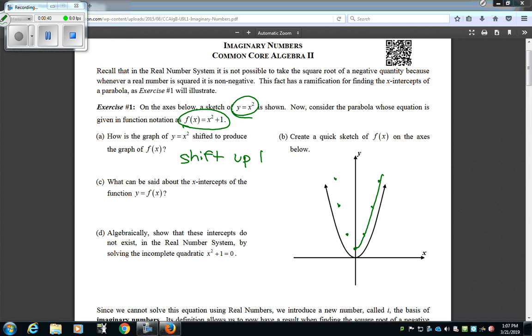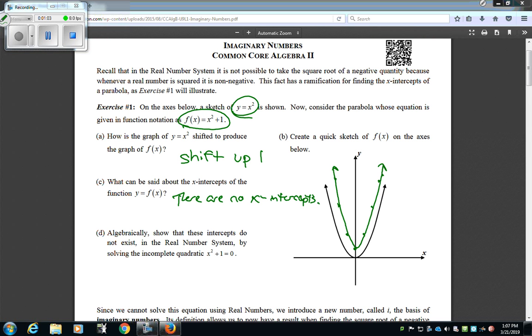So imagine me just kind of sketching in some of the points that I would see. I'm just kind of drawing it. Now, for C, it says, what about the x-intercepts? So there are no x-intercepts, because that graph doesn't touch the x-axis.